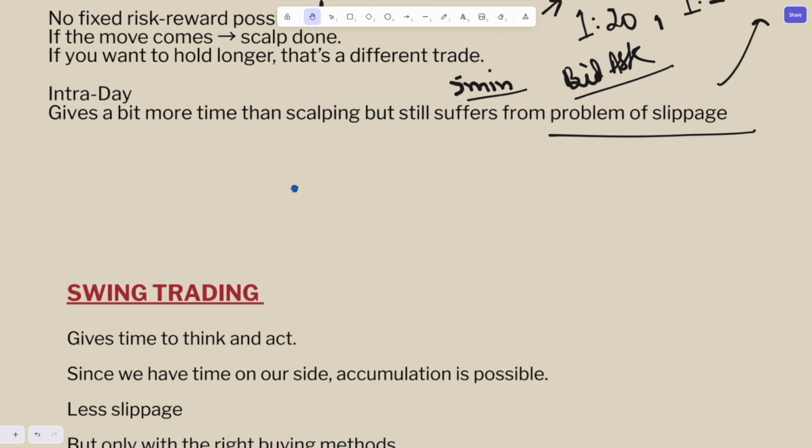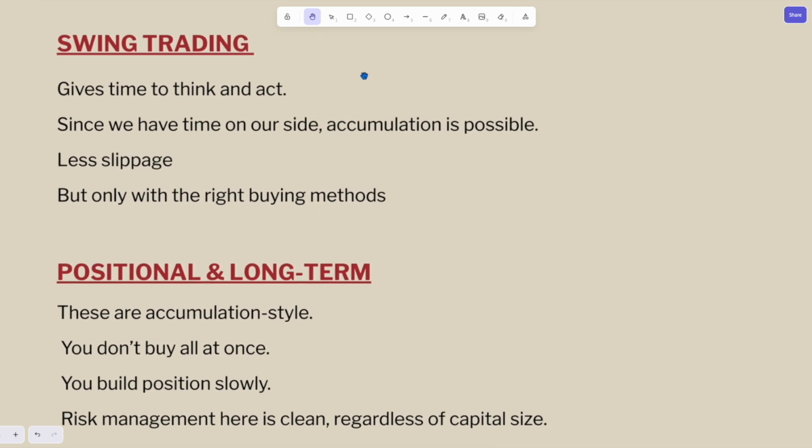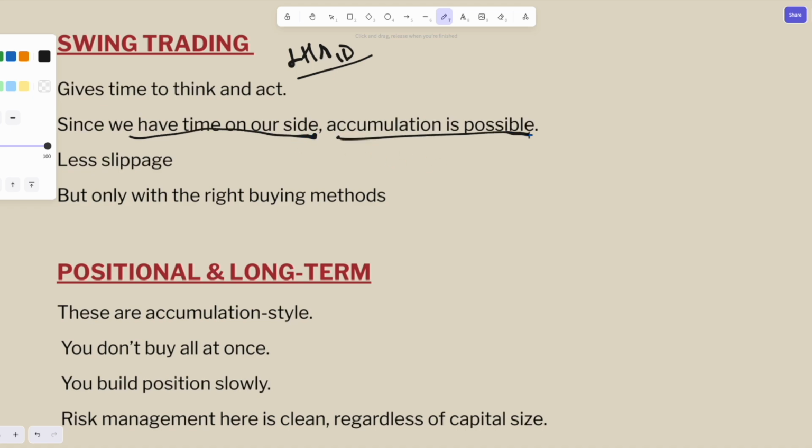Now let's talk about stop loss for swing trading, positional and long term. Swing trading, as we discussed, usually happens on 1 hour and daily charts. So over here, what is happening? You get an entire day to think and act, how much to buy, where to buy, and all that. And since you have time on your side, accumulation is possible, which means the price at which you want to buy the stock is a possibility over here. So the slippages are less, which implies risk management certainly gets a little better compared to scalping and intraday. But that is also only possible if you deploy the right buying methods.